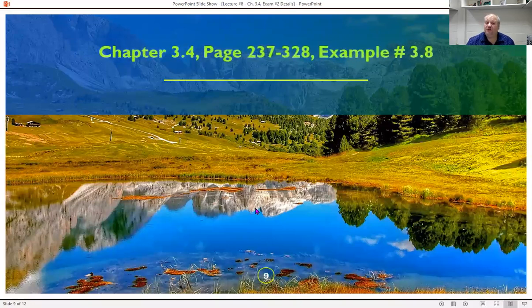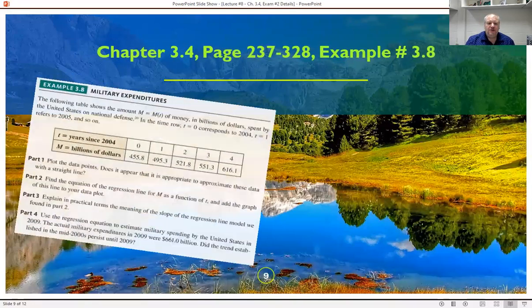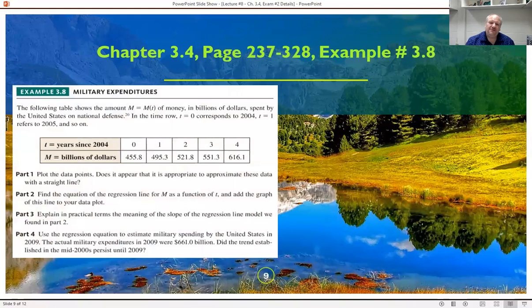All right, now let's go through another example. And in this one, it's military expenditures, which I think is probably what they change it to, because Medicare expenditures and military expenditures sound very much alike. But again, this is a great example, and I'd like to go through this with you as well so that you have a lot of good reinforcement about how to do linear regression. Okay, let's go through example 3.8 as well.